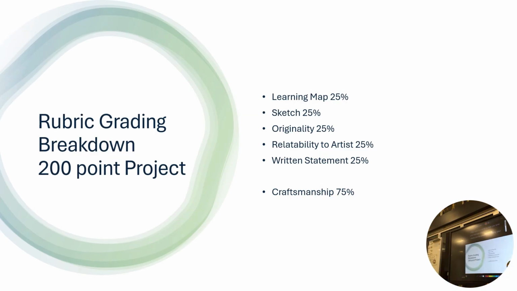Rubric. This is how we're going to grade this project. Pretty simple ideas. Your learning map, 25. Sketch, 25%. Originality, 25%. Relatability to the artist. Can we see it after you show me? Can I find that? Yes. Written statement. We have one every week. No different on this. And the last but not least is your craftsmanship.